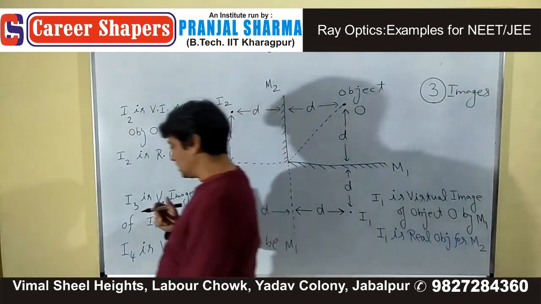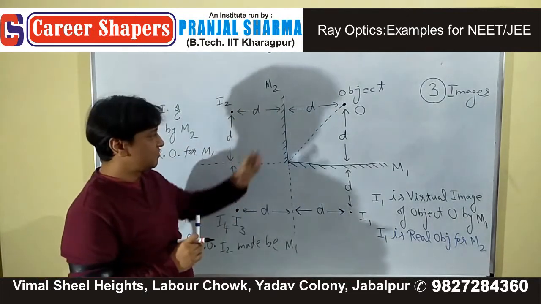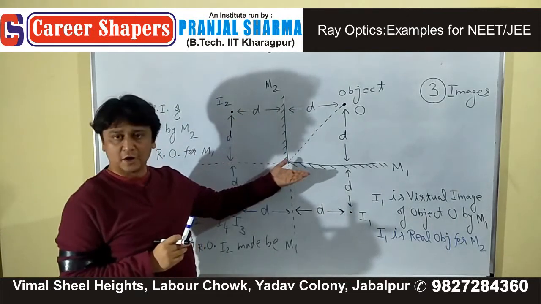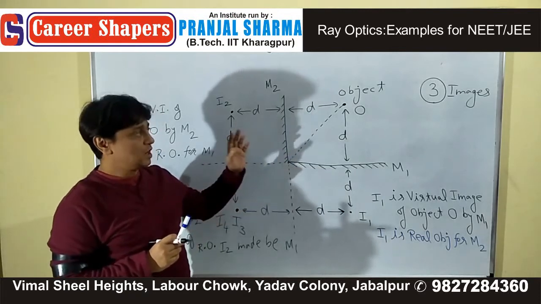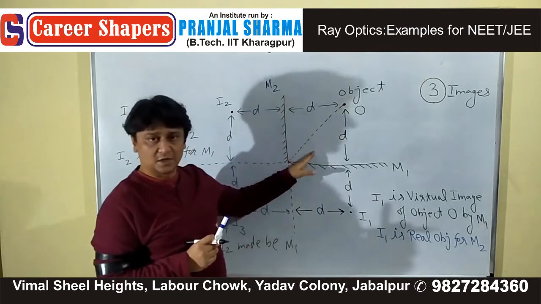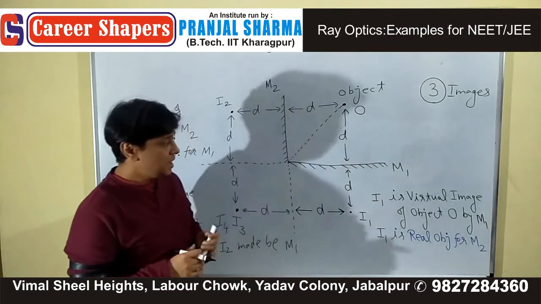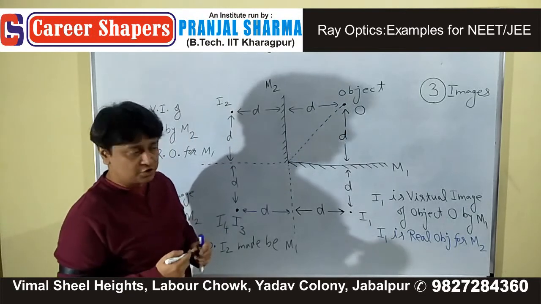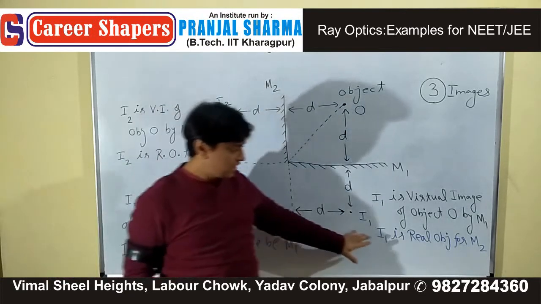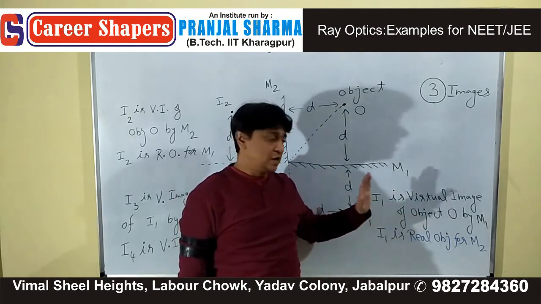This is a standard answer. You can remember that answer as a result. Whenever you have two mutually perpendicular mirrors, the total number of images, if you place an object on the angle bisector, is what? 3. This is something very easy to remember, but something like this is a bit conceptual.